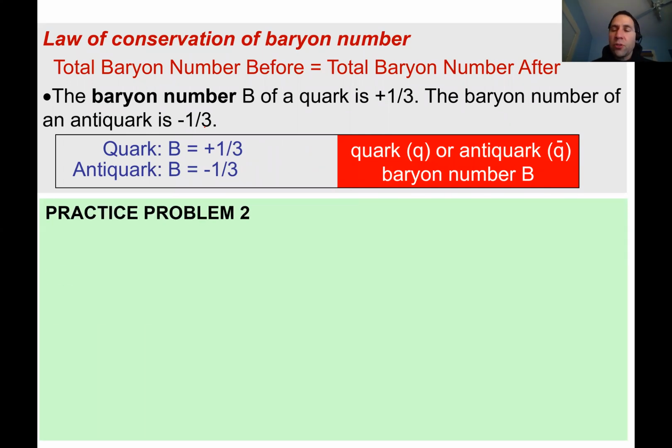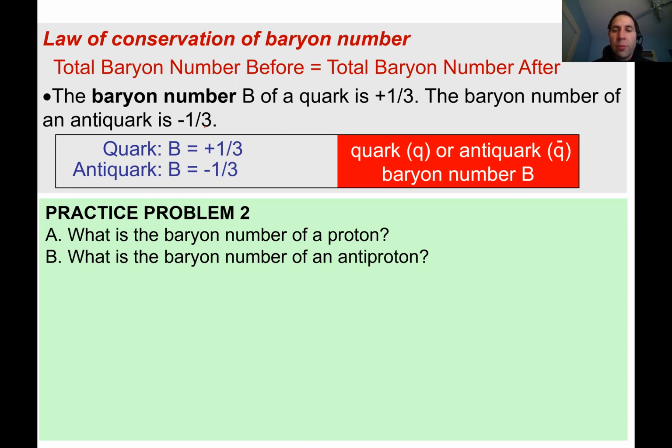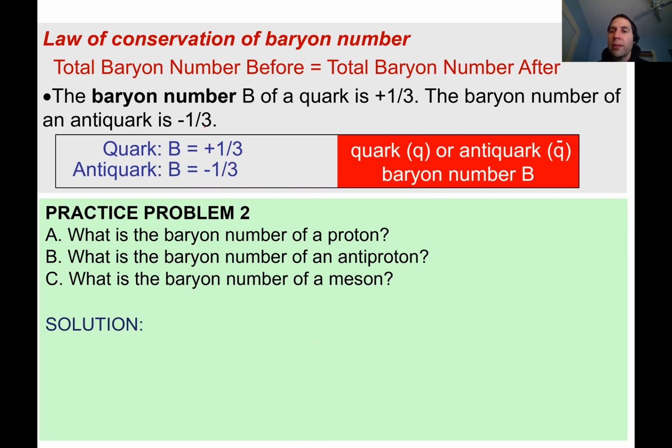Now, let's just do a practice problem with this. What is the baryon number of a proton? And what is the baryon number of an antiproton? And what is the baryon number of a meson? Okay. Well, proton, remember PUD NUD? Proton is going to be up, up, down, right? So if proton is up, up, down, notice we have positive 1/3, plus 1/3, plus 1/3, meaning a proton has a baryon number of 1.